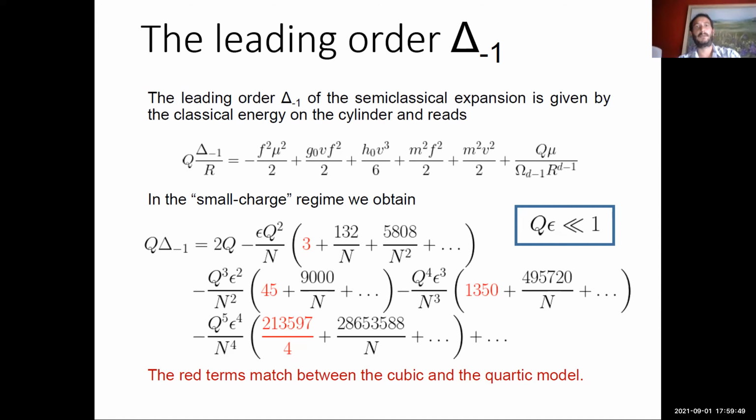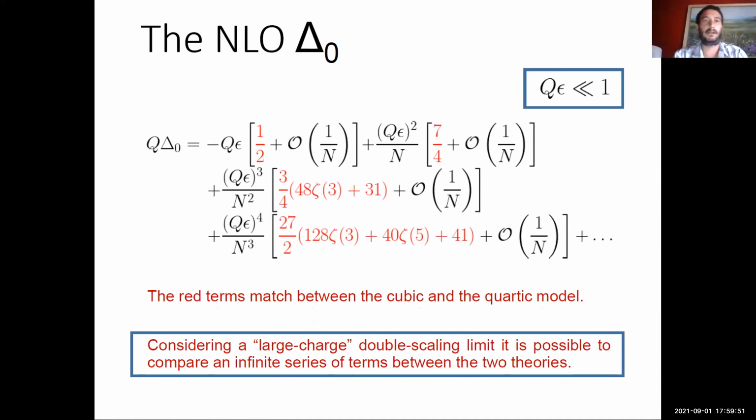We can do the same also for the next leading order. This is a quite long, also boring computation, so we'll again not go into the details, but again we can consider the small charge regime, Q times epsilon much smaller than 1, and again we found all the terms shown in the slide, order by order, match between the cubic and the quartic description.